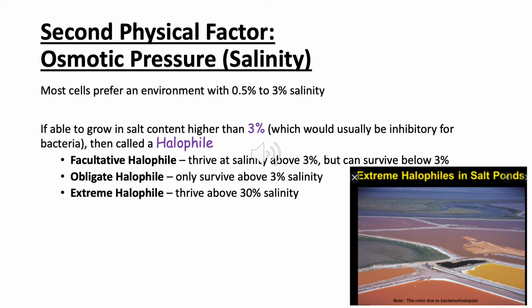The obligate halophile, again, think of obligated. They have to have a salinity above 3%. And then there's the extreme halophiles that thrive above 30% salinity. The picture here shows some extreme halophiles in salt ponds.